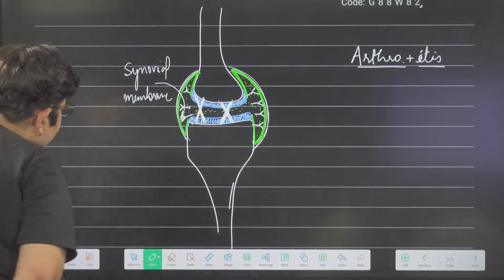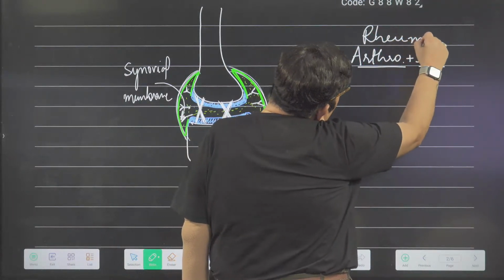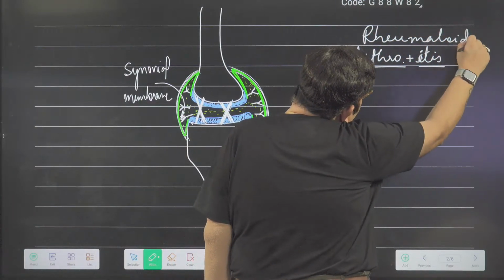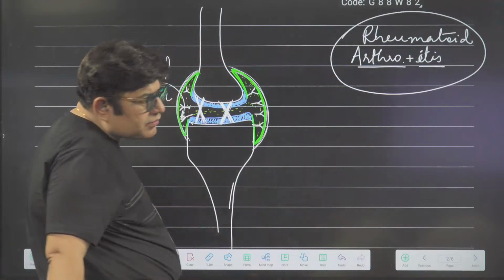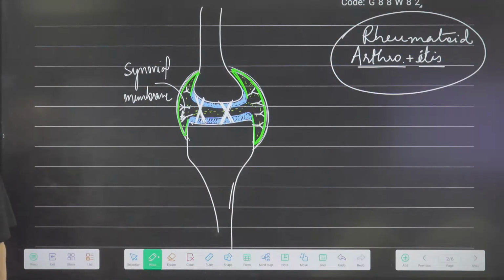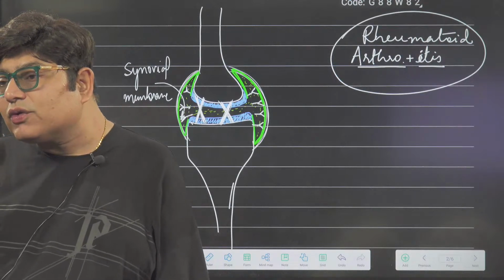I just now discussed rheumatoid arthritis. The disease is called rheumatoid arthritis. It is the best place to describe rheumatoid arthritis when we describe the synovial joint. Otherwise, at that time, we would have to make the diagram again.